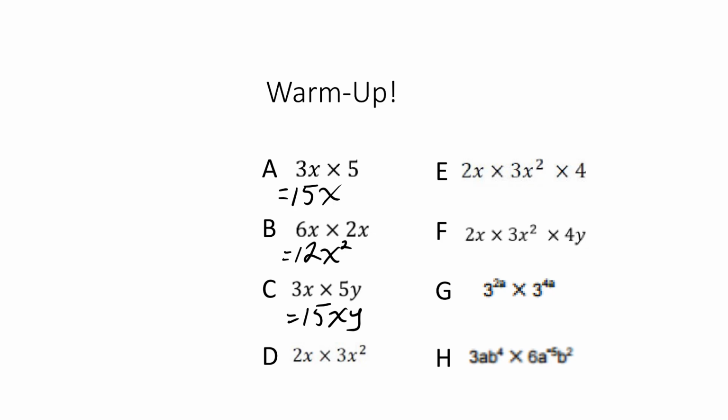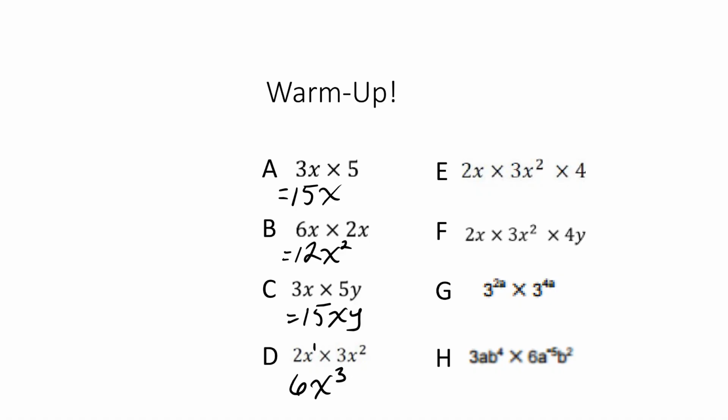2x times 3x squared, we've got the 2 times the 3, that gives us 6. Then we've got x times x squared, which gives us x cubed. Remember, when we're multiplying like bases, we keep the base the same and we add the exponents. So there's a 1 on the x, so we're going 1 plus 2 gives us that 3.